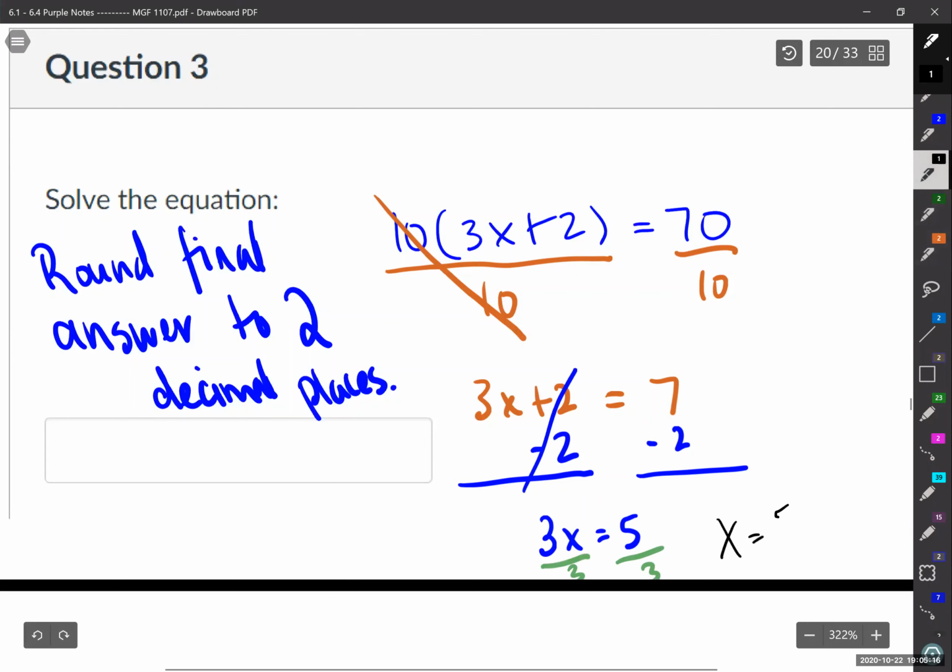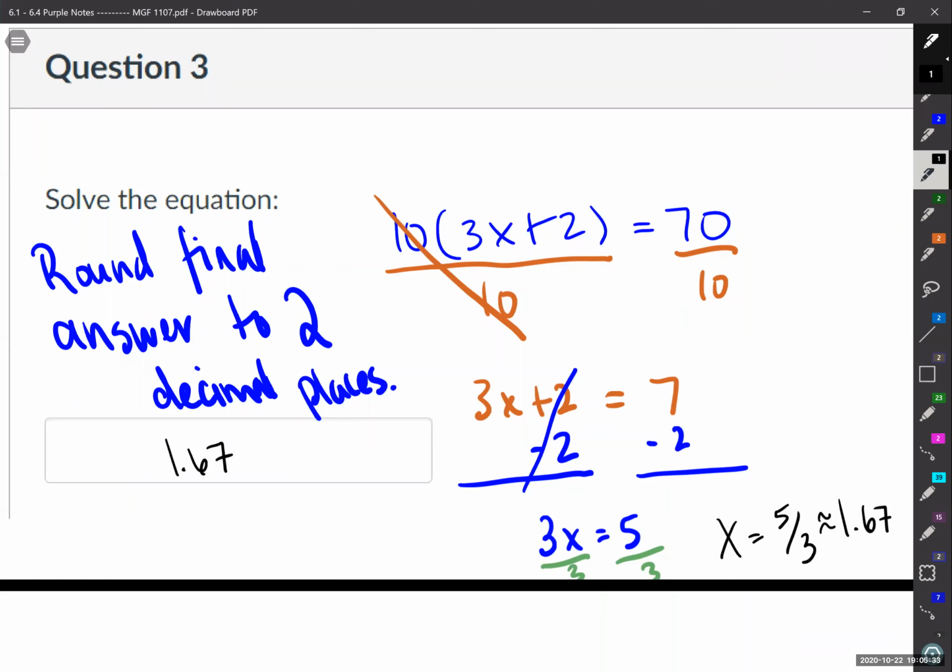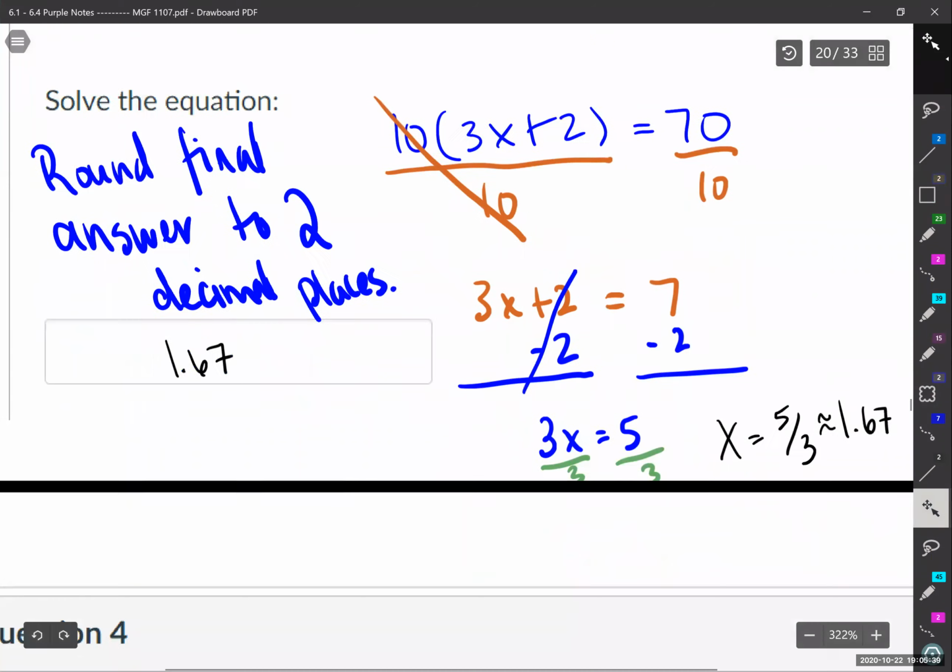x equals 5/3. 5/3 is a perfectly good answer, but probably for our Canvas quiz, we would need to type in the actual value, which is why we were told to round to 2 decimal places. So typing that into our calculator, we get about 1.67. Good work, everyone. Let's keep going.